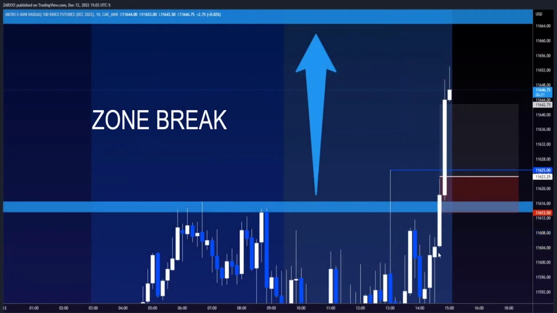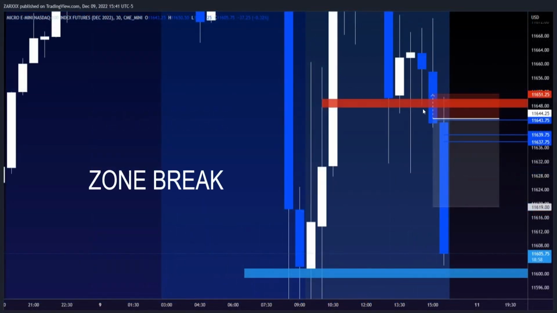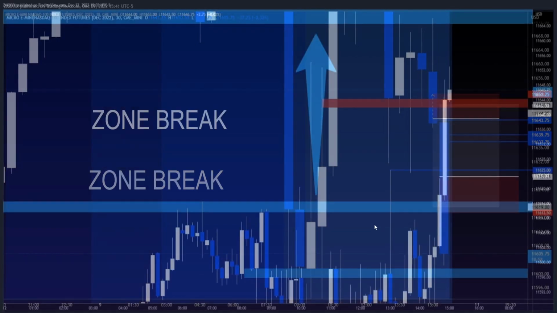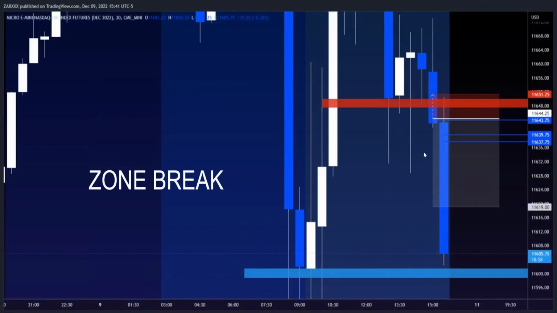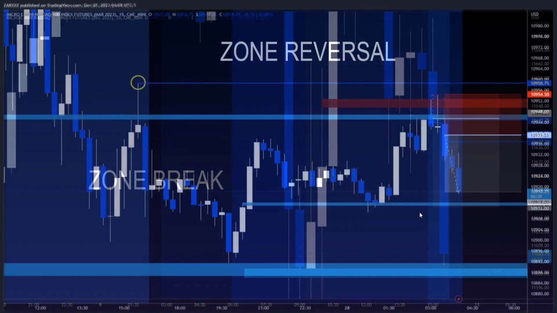Another zone break, break and close, pullback, break above, taking it for a nice, looks like about a 2 or 3 R win. Zone break to the downside, break and close, nice wick up, break down below, and pressing down. Break and close, pull back, break above, and away we go. Zone break, break and close, pull back, break down below, and away we go.